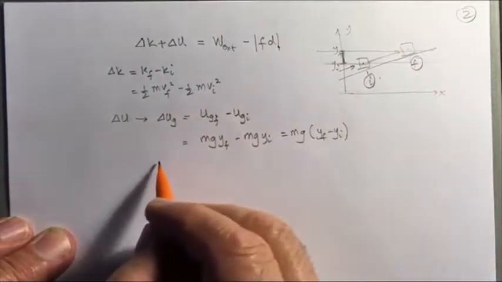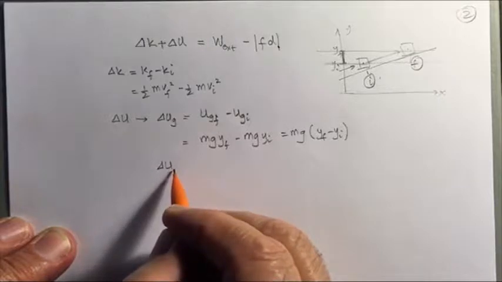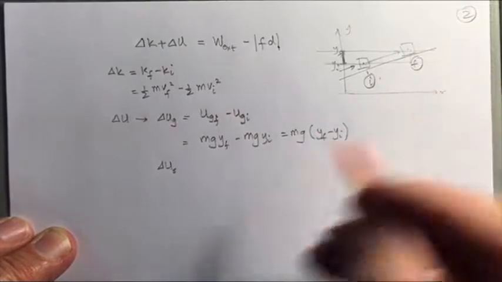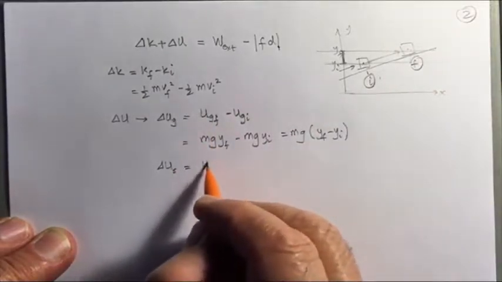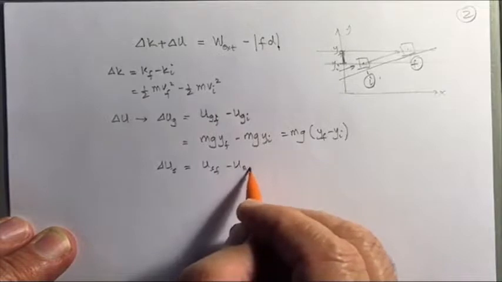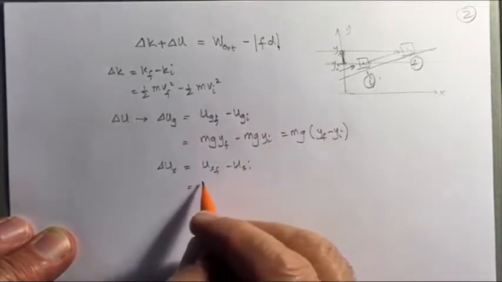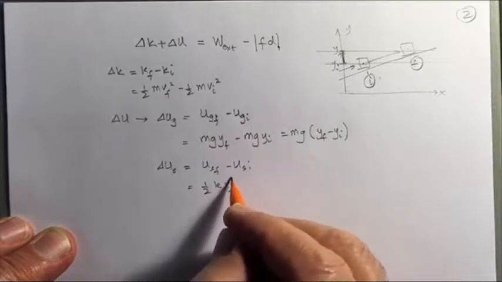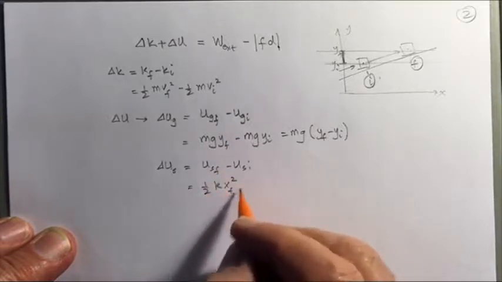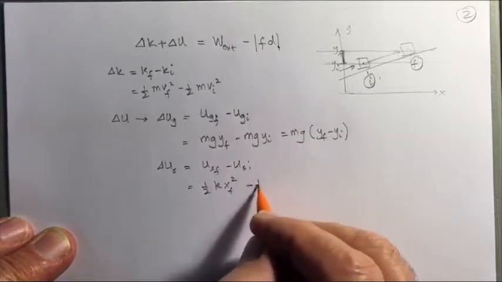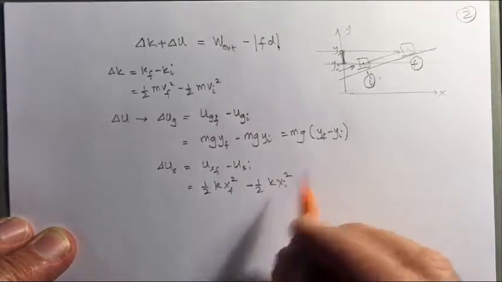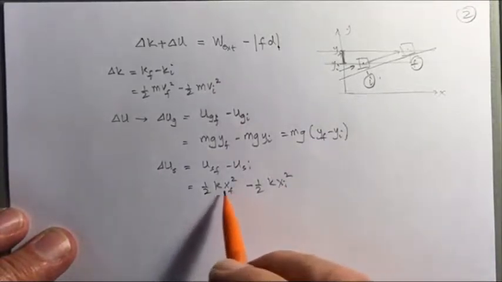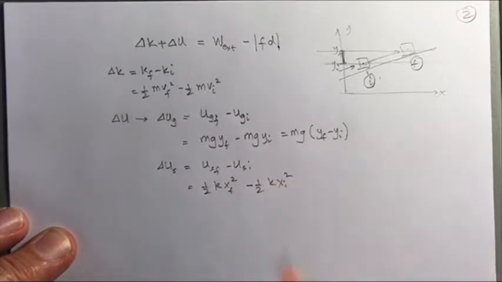That's one, UG. The other is the U spring. So this is the change in potential energy of this spring, if there is a spring over here. And that will be U spring final minus U spring initial. And for the spring, it was half K X final square would be the potential energy of the spring in this condition, and half K X initial square would be in the initial condition. So the spring stretches or changes its length from one to the other position. We'll use these.